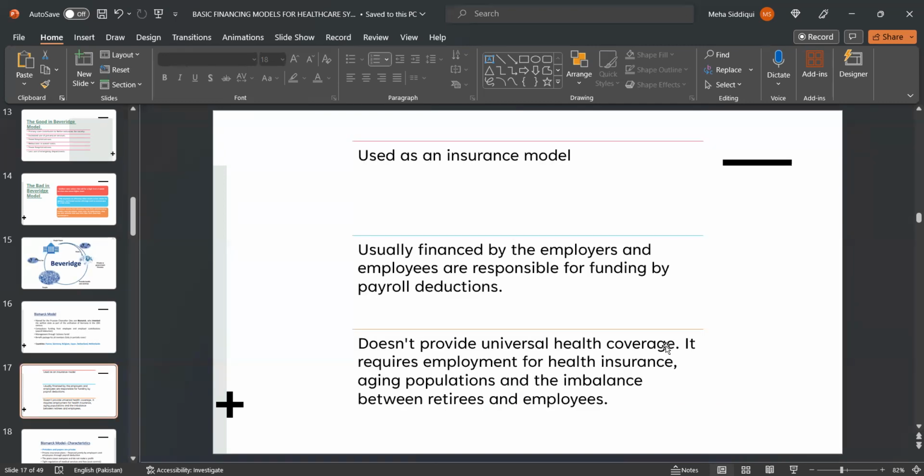Now, it is used as an insurance model. The other name for this model is the insurance model. Usually financed by the employers, and employers are responsible for funding by payroll deductions, and it doesn't provide universal health coverage. It just requires employment for health insurance, and problems like an aging population and the imbalance between retirees and employers occur in this model.